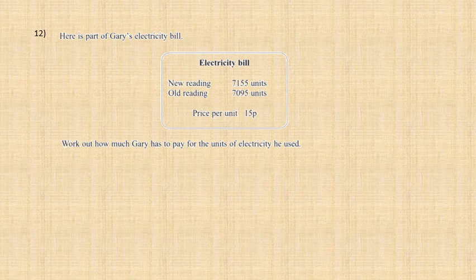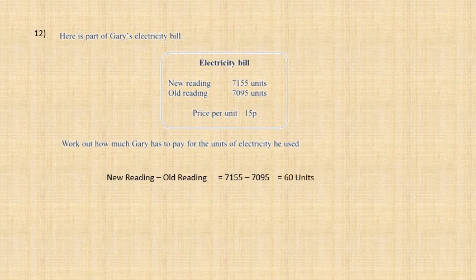Here I have a new reading and old reading. So I need to know how many units of electricity I used. So of course I will subtract the new reading minus the old reading. So 7,155 minus 7,095, it's gonna be equal to 60 units. 60 units is the electricity that I used this month.